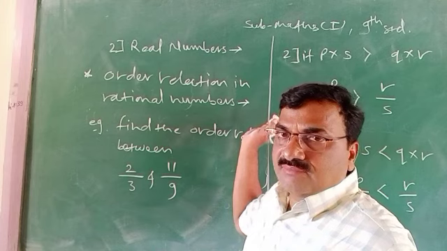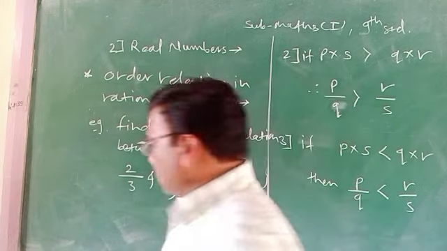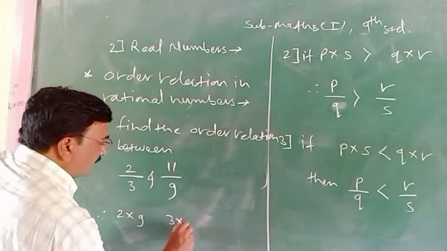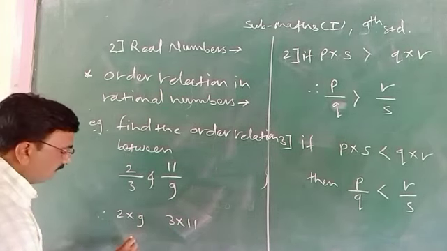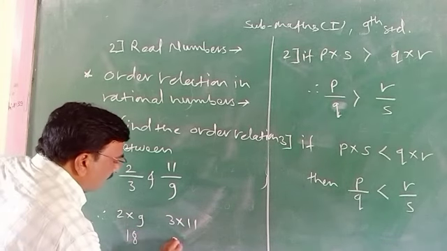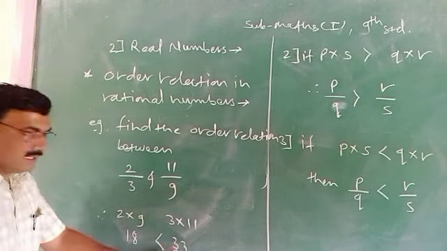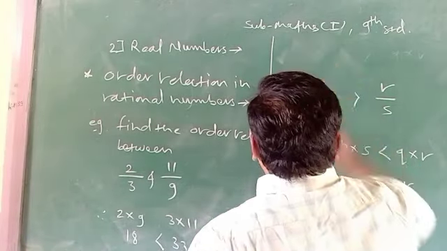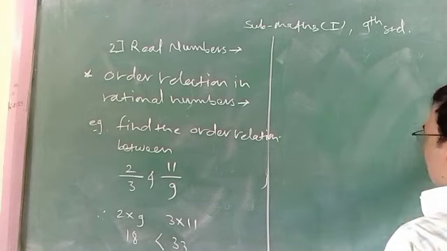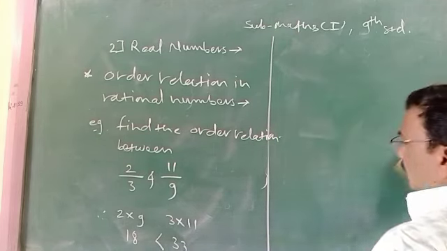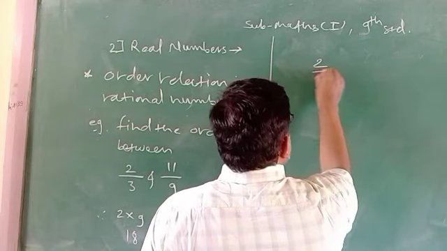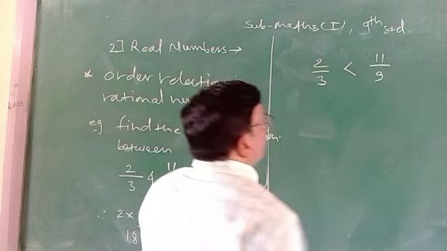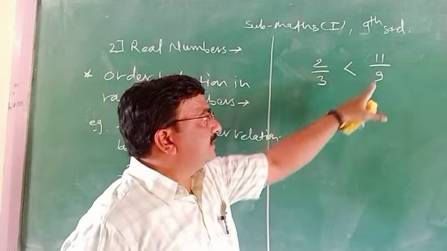Then by the method we have to take the cross multiplication. Therefore 2 into 9, 3 into 11. 2 9s are 18 and 11 3s are 33. 33 is greater than 18. Therefore 2 upon 3 is less than 11 upon 9.